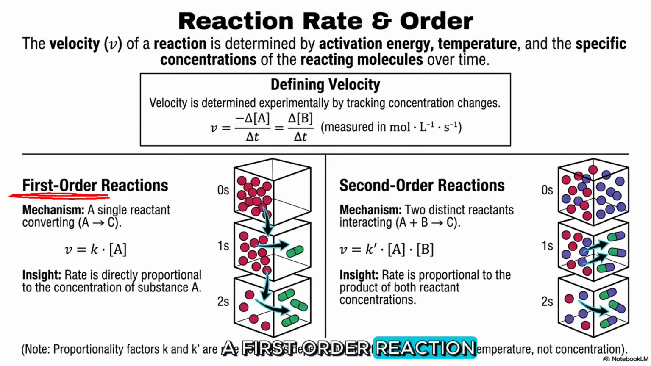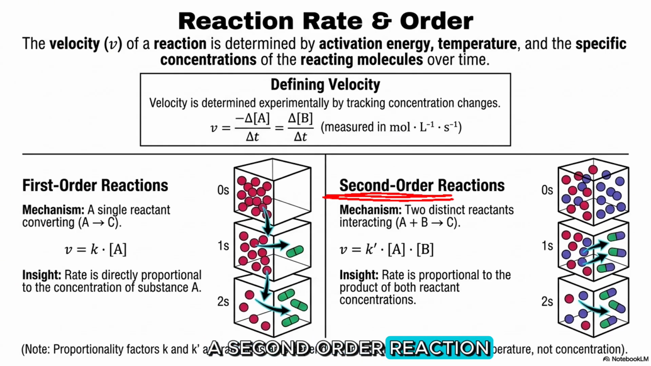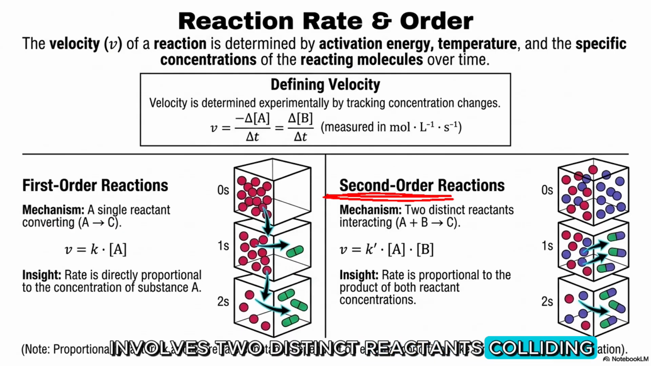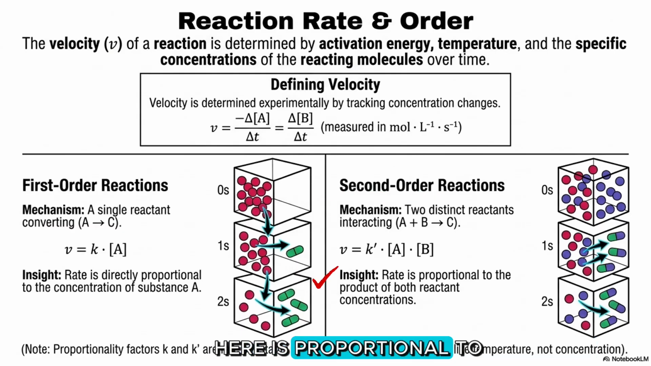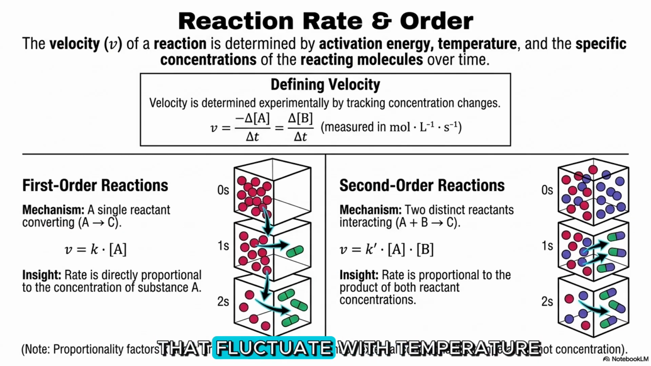A first-order reaction involves a single reactant converting into a product. If you double the reactant, you double the speed. A second-order reaction involves two distinct reactants colliding. The velocity here is proportional to the mathematical product of both reactant concentrations. These rates are tied together by rate constants that fluctuate with temperature.